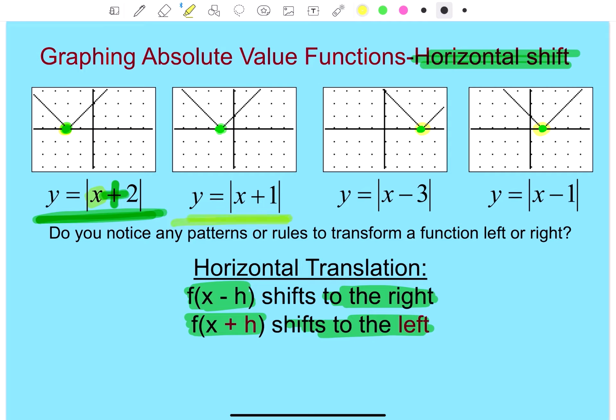The next one, y equals absolute value of x plus 1. Where is going to be the x-intercept here? Whenever x is -1, y will be 0. That's going to be the x-intercept.